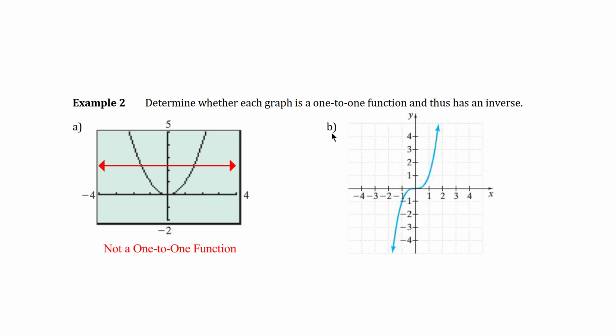For part B, we have the graph of a cubic function. Applying the horizontal line test to this graph, you can see here that it's impossible to draw a line that crosses the graph more than once, so this is the graph of a one-to-one function.